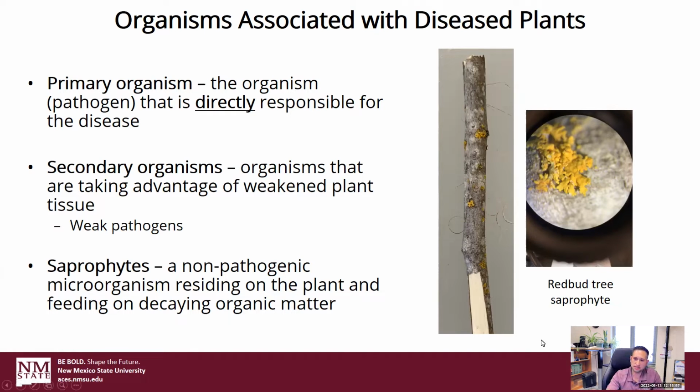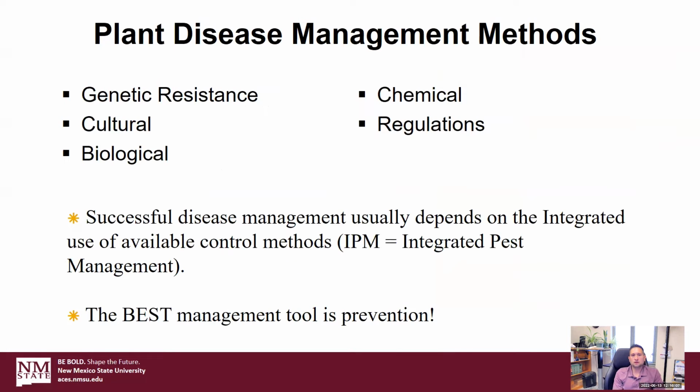And so here's an example here of a redbud tree. It's pretty much dead. And then you start to see some of the saprophytic growth. Now moving on to some plant disease management methods. There's about 5 of them, and I'll go into each of these in some small detail.